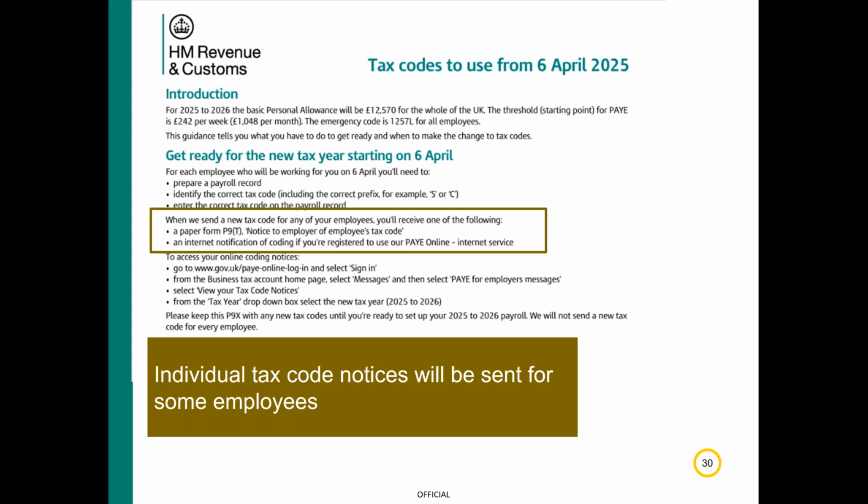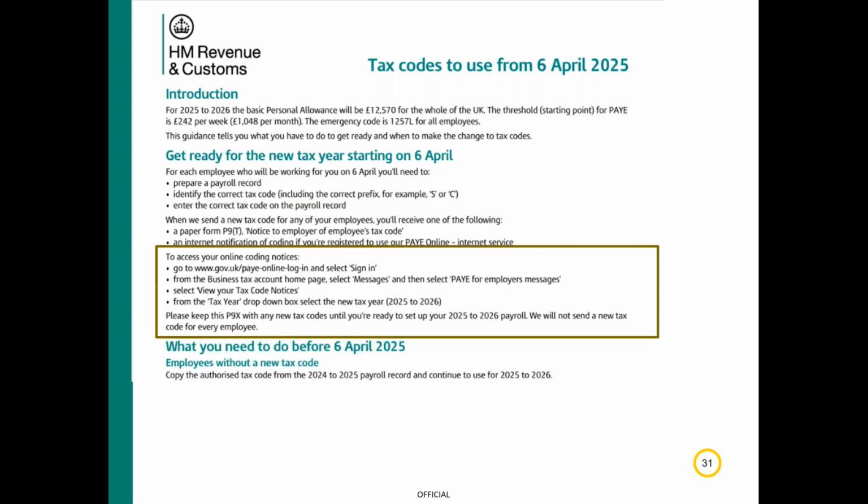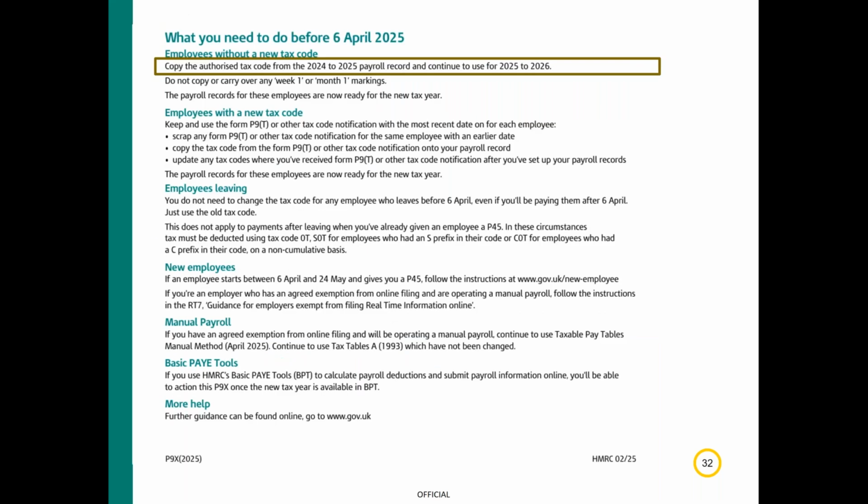So, what do you do for employees without individual tax code notices? The P9X asks you to copy authorized tax codes from 2024 to 2025 payroll and continue to use them for 2025 to 2026. For example, codes BR, SBR, D0, D1, D2, or NT. Usually, most codes need to be updated.